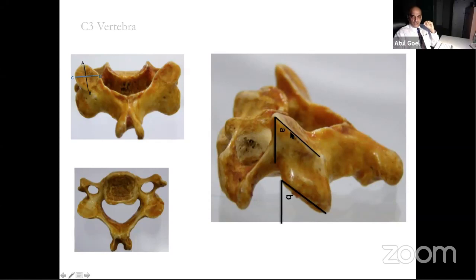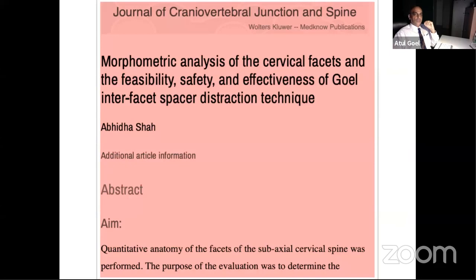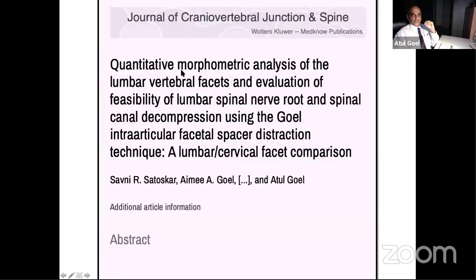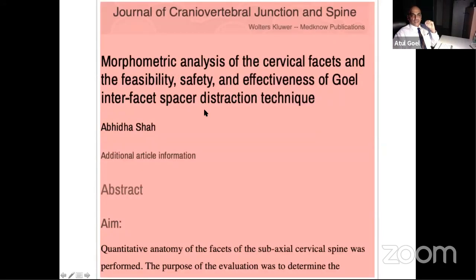And due to this oblique alignment of the facetal articulation, there is listhesis of the facets, which is the beginning of spinal degeneration. So we made several studies on this subject, morphometric analysis and various kinds of quantitative analysis of the lumbar spine and the cervical spine, and we introduced Goel facet spacers, and this facet distraction technique.